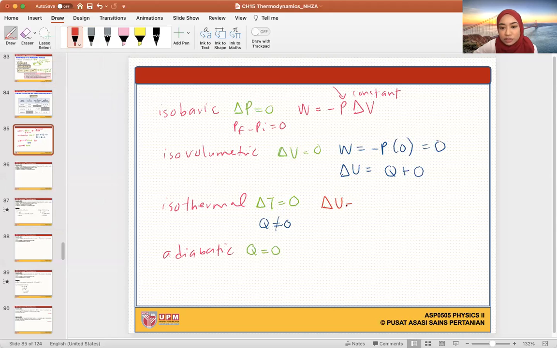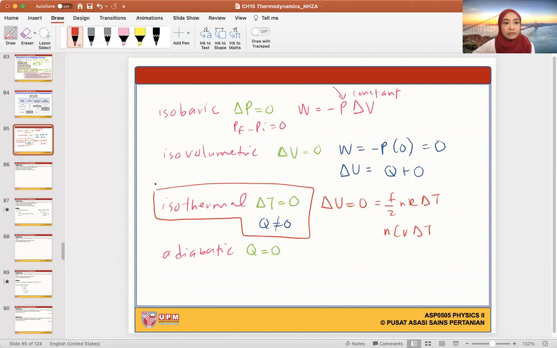Delta U is equal to zero because delta U is related to f over 2 nR delta T, or nCv delta T. So you have the delta T here. If delta T is zero, then your delta U is zero. But remember, it does not mean that Q is equal to zero, even though the temperature is constant. This is something very important and often makes people confused.